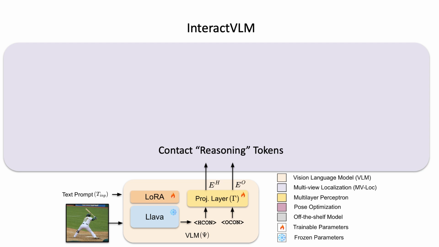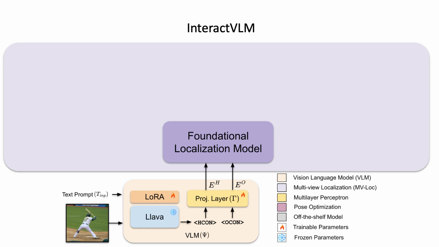At the heart of InteractVLM lies a reasoning module based on a VLM. Given a color image, this module can be asked to produce reasoning tokens that facilitate 3D contact localization. A naive way to exploit these tokens is to employ a foundational localization model that takes these tokens as guidance and highlights the 3D contacts. However, such existing foundation models operate in 2D while contact is 3D.